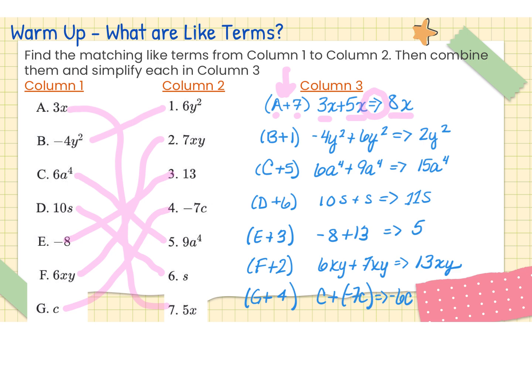So take a look as you go through and just really be mindful of things like this one right down here, the very last one. You have a positive c and a negative 7c. Together they're going to be a negative 6c.